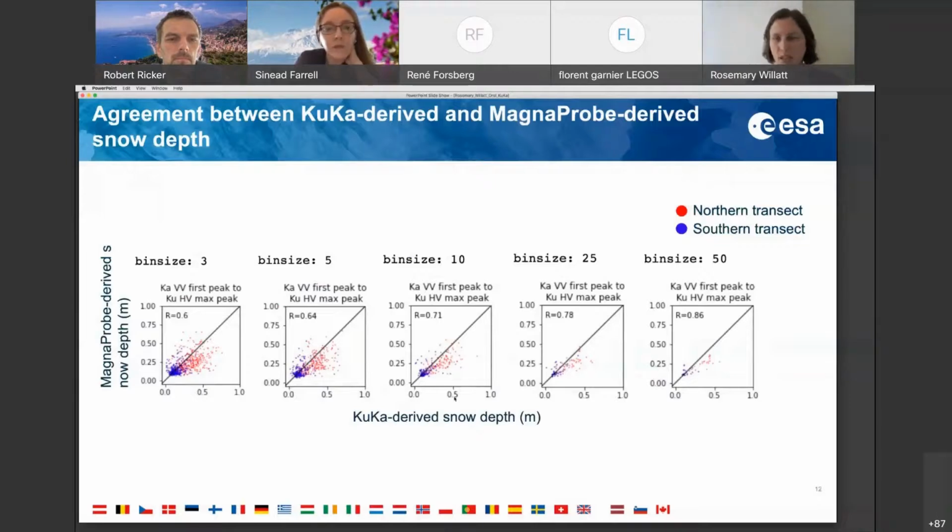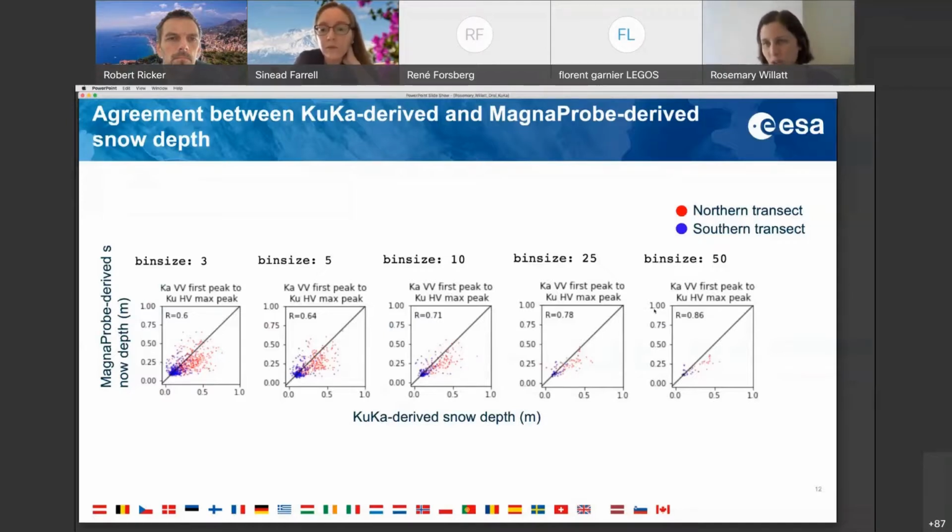And you can see this similar good agreement, with a similar pattern of improvement as the bin size increases. We get up to an R value of about 0.86 at a bin size of 50 meters. I think this is remarkably good, especially given that Kuka and the MagnaProbe are not measuring the exact same snow locations.